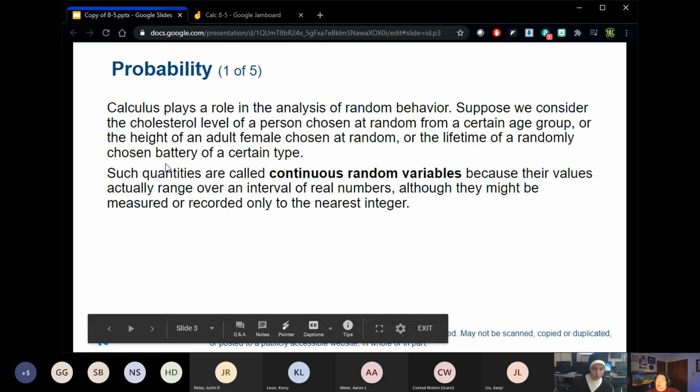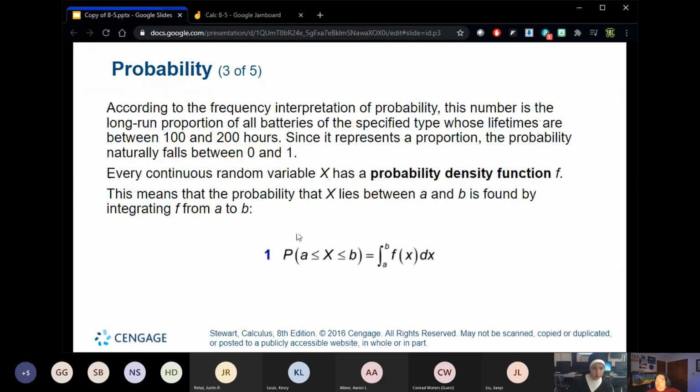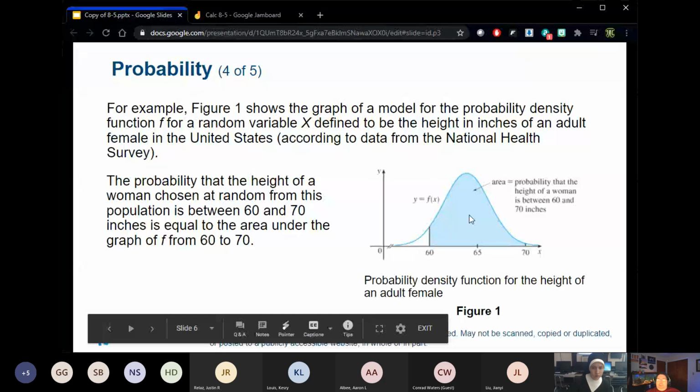So probability is looking at continuous random variables, and what you'll typically see is a nice little bell curve shape. That's a normal distribution of values. And when we're looking at probability, we want to determine what the actual value is under the curve from a specific amount to another specific amount.